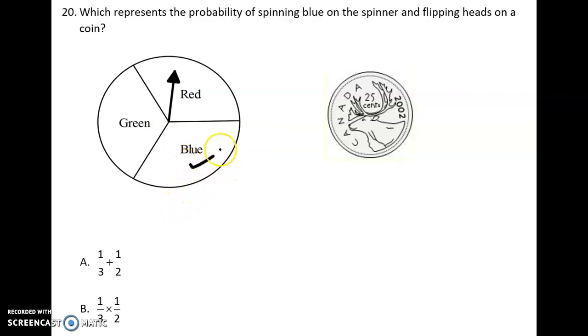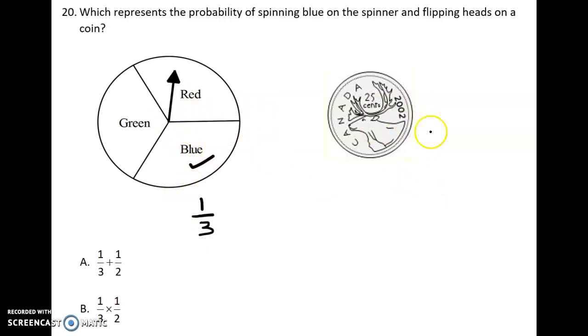I want the probability of spinning blue, so I want my outcome to be here. That's my favorable. Now, remember, when we're talking about probability, we have the favorable outcomes divided by the total possible outcomes. So in this case, for my spinner, if I want blue, there's only one way to get that, so that's one favorable outcome, and I have 3 total outcomes. So I have a 1 in 3 chance of getting blue on the spinner.